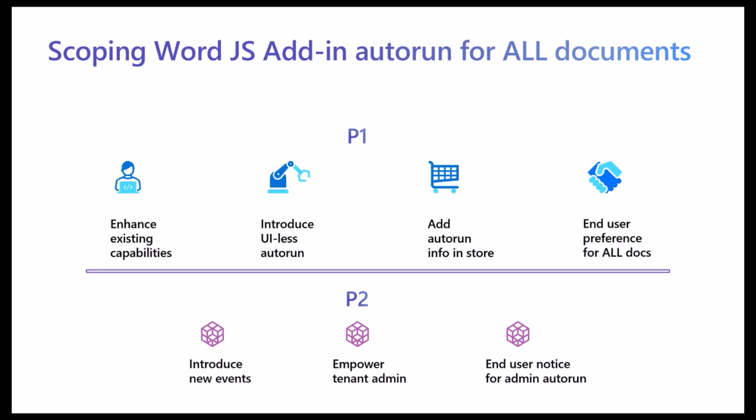Our initial focus to enhance auto-run is on Word, aiming to address several issues, like currently we lack auto-run across all Word documents on a per-user basis. We also need to introduce new ULIS support, which means the add-in can be auto-run in the background for Word.js add-ins. And then we also need to introduce this capability for users to manage their preference settings for auto-run add-ins. Moving forward, we also plan to expand this capability to include event-based auto-run.